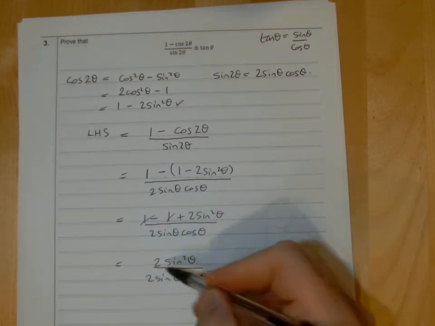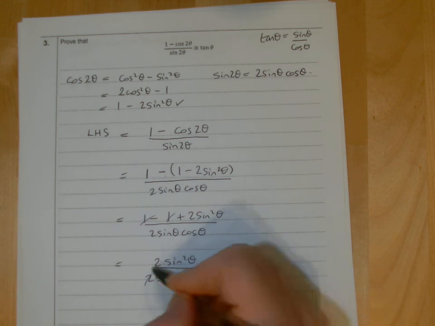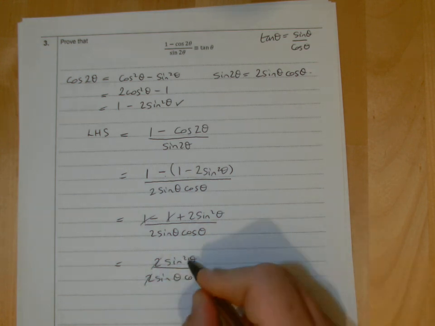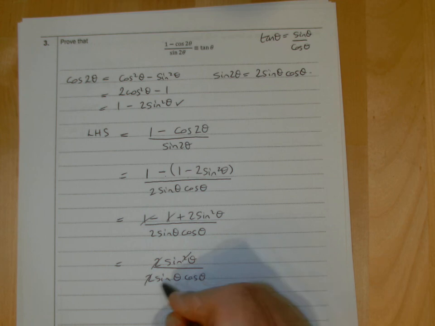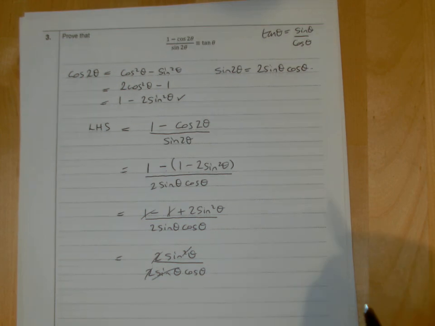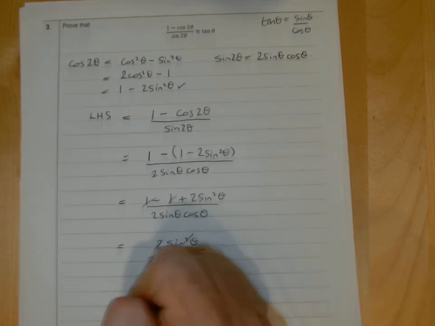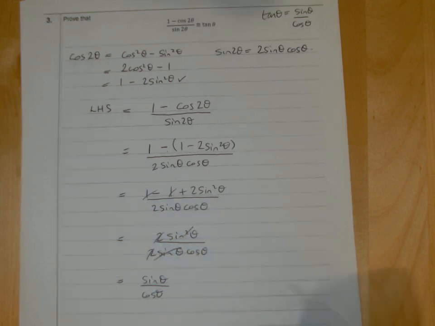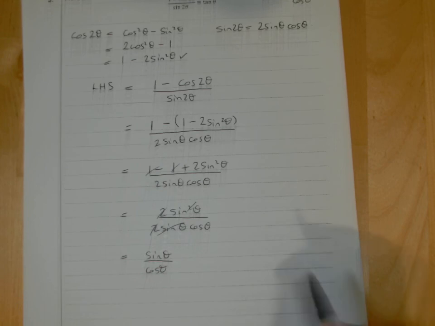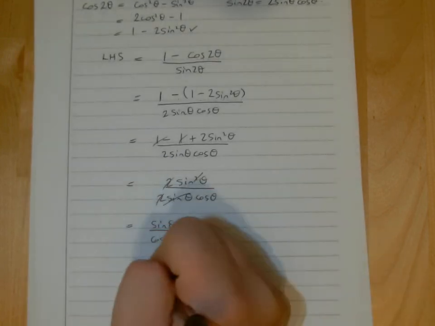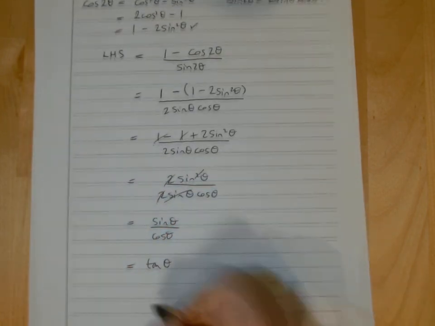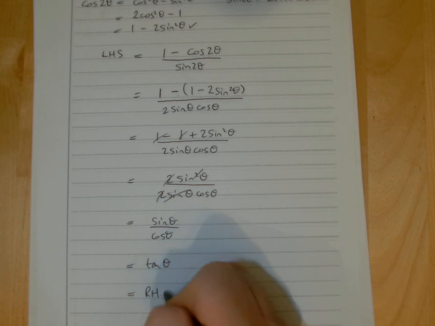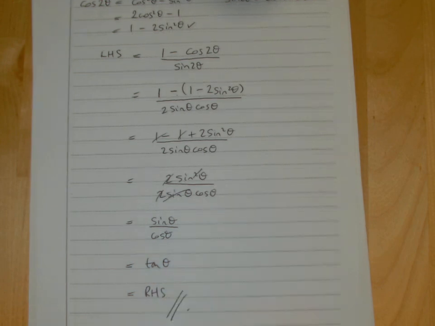And then you'll notice when we're dividing, 2 divided by 2 is 1, so they cancel. And also we can cancel that power squared with the sine theta here, so we're cancelling out a sine. So we end up with sine theta over cos theta, which is exactly what we want, isn't it? Sine theta over cos theta is tan theta, and that is what the right hand side is equal to. So we could say equals the right hand side. So therefore we've proved it.